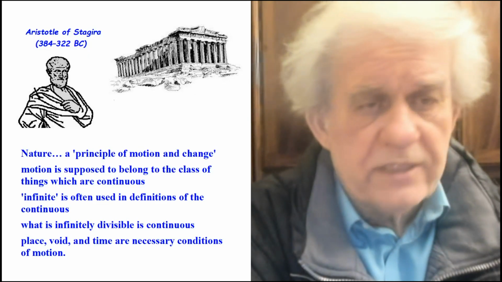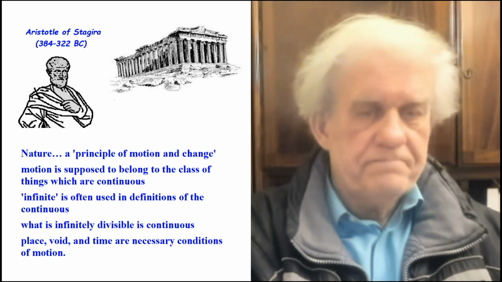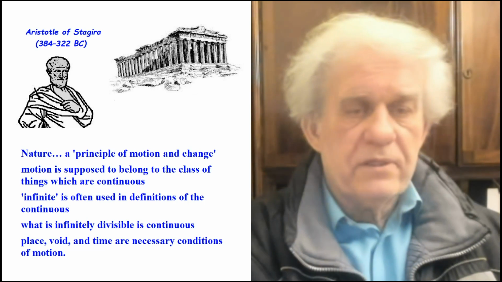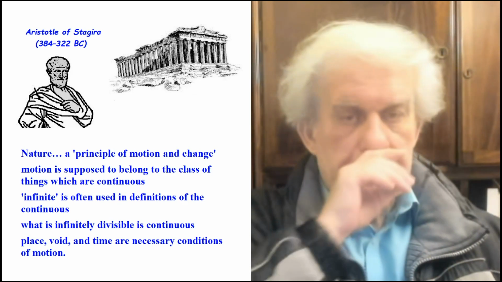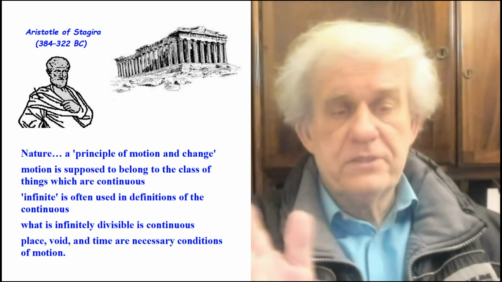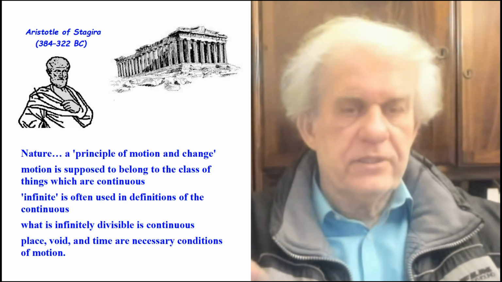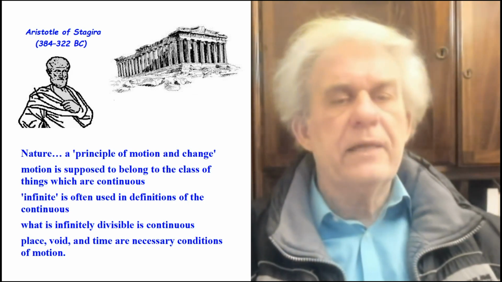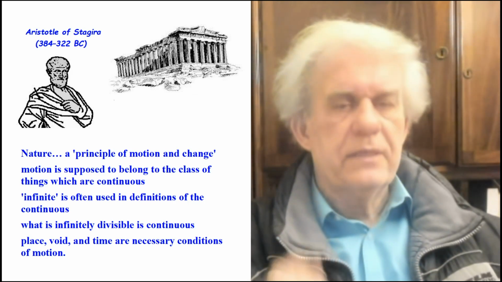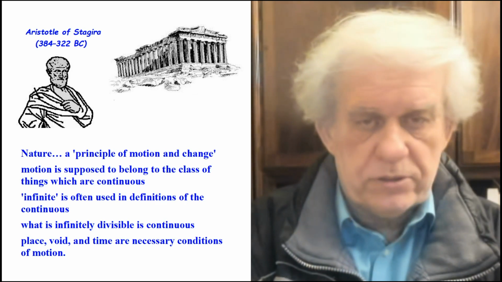Okay, so here we have, this all came a little later, Aristotle. And he's going to attack the notion of motion as well. He says, nature, a principle of motion and change. Notice that he separates motion and change. Otherwise he would say a principle of motion or a principle of change. No, he says motion and change, suggesting that they're not exactly alike, whatever he means by change. And again, I think what they had going through their mind was this notion of appearing from the void, coming into existence. Motion is supposed to belong to a class of things which are continuous.